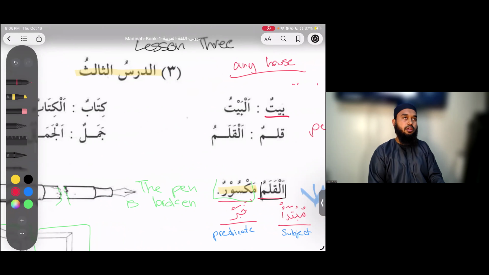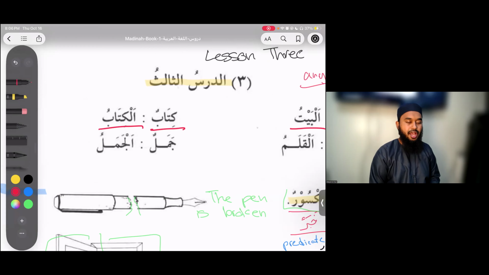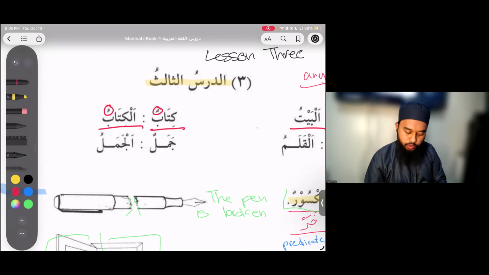Is it definite or indefinite? Indefinite. It's nakira. And al-baytu, the house. Kitabun is a book. Al-kitabu, the book. The difference between the two, brothers and sisters, is that whenever you put an alif lam, you cannot put tanween. You cannot say al-kitabun. You have to say al-kitabu. Okay, don't ever make that mistake.